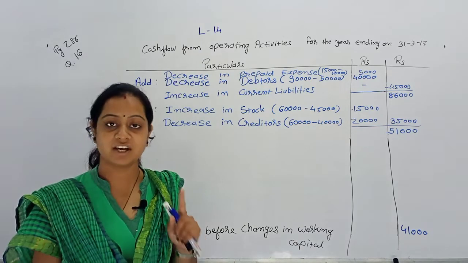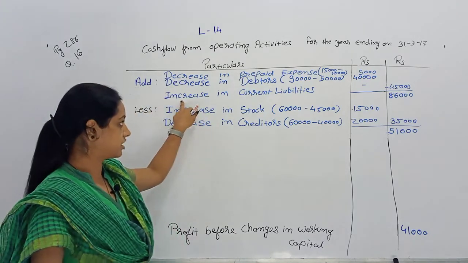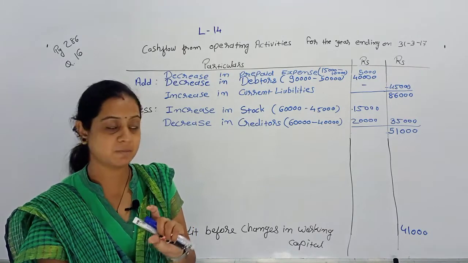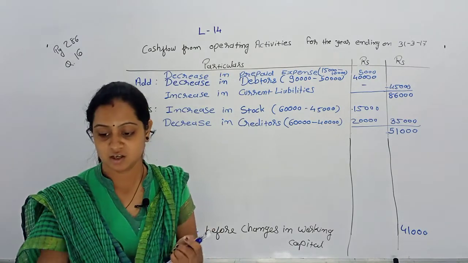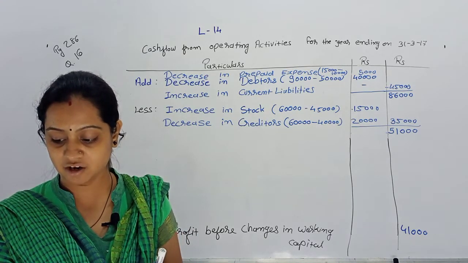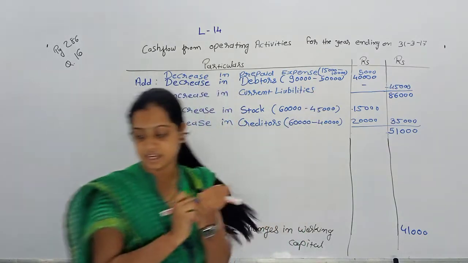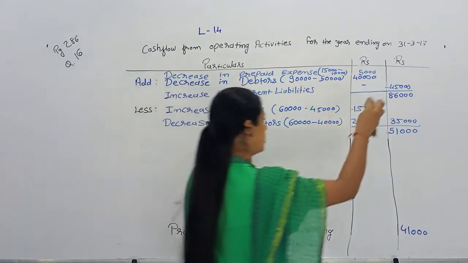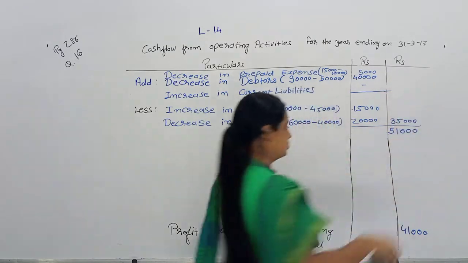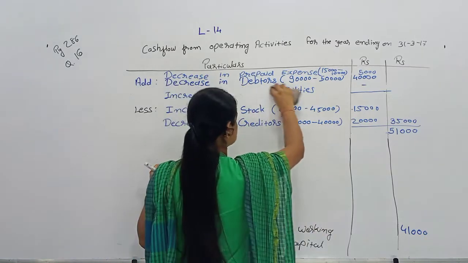One effect is missing which I have not written, that is bills payable. I forgot to give the effect of bills payable. The amount of bills payable is our current liability. In the beginning of the year the amount is 20,000 and at the end of the year 70,000. So there is an increase. I directly jumped to prepaid expense. So here we have to write increase in bills payable.